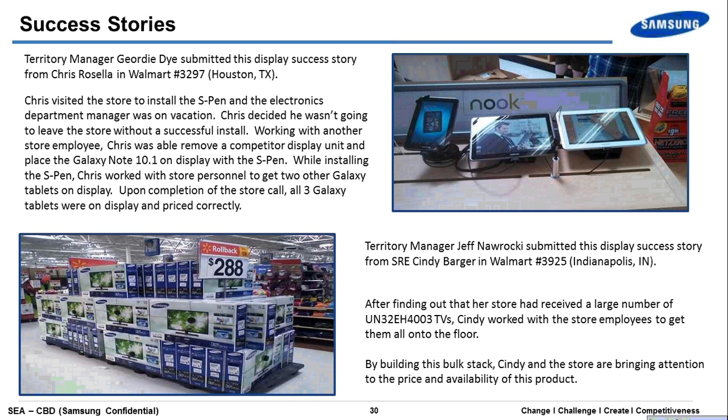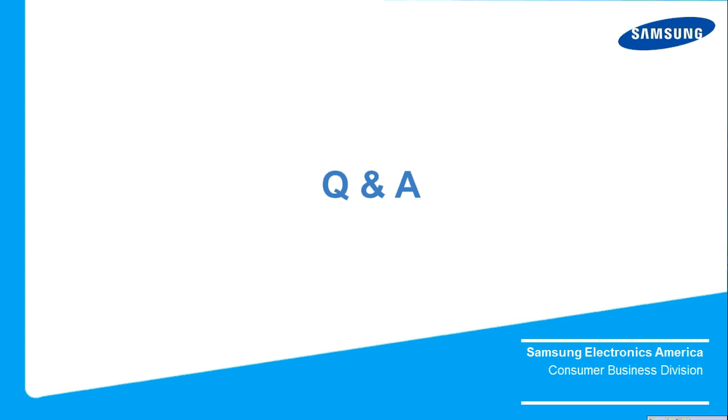Now, although the example shown is of this huge TV pallet with probably over 40 TVs on it, all successes are important. Don't just think that you have to build a huge TV pallet in order to be able to report it. Samsung wants to know about all of our successes, no matter what the size is. So, there is that. Now, there'll be some time for a question and answer session. If you do have any questions, please contact your territory manager, and they will be happy to fill you in on any details that you need to know about.